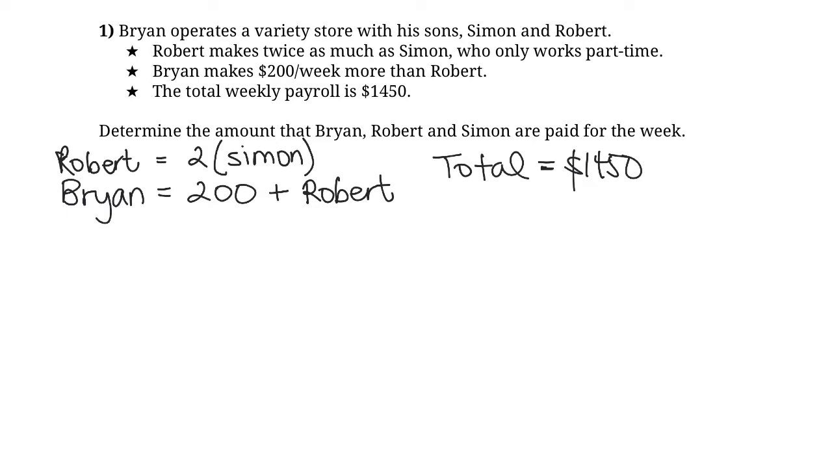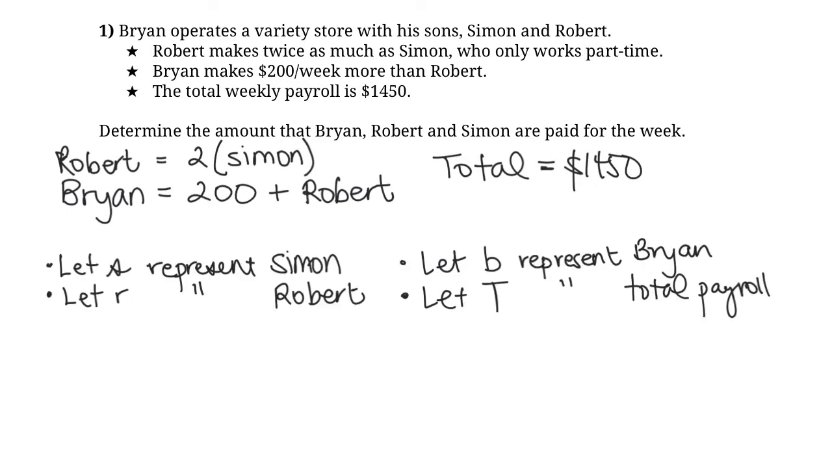Okay, so we obviously know we can't use everyone's full name. We need to pick some letters to represent each of these people. So I'm going to go ahead and write some let statements to pick different letters to represent all of these different variables. So here are my 4 let statements. I had to use 4 different letters to represent 4 different things. So I said let the letter S represent Simon, let the letter R represent Robert, let the letter B represent Brian, and let the letter capital T represent total payroll.